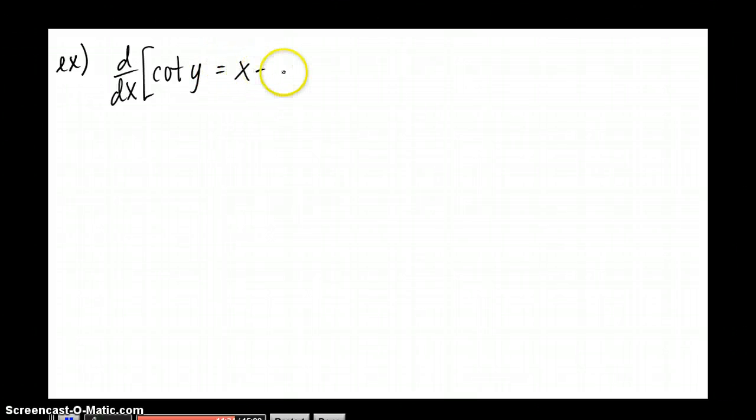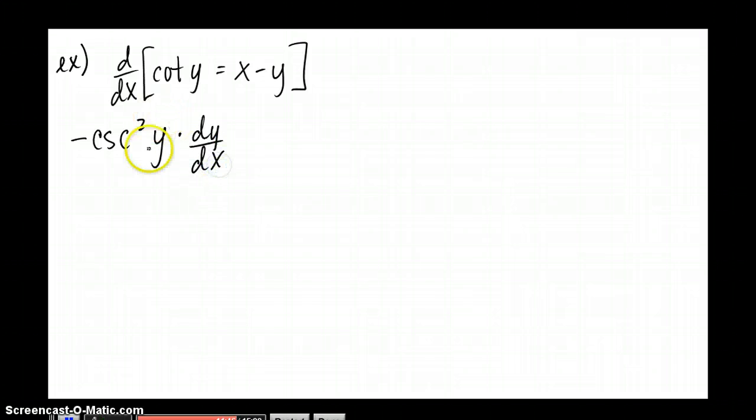Okay, let's look at another derivative. So find the derivative, cotangent of y equals x minus y. Alright, so applying our derivative rules, derivative of cotangent, negative cosecant squared of y. Because the variables disagree, I need to multiply by the derivative of y, equals 1 minus dy/dx.